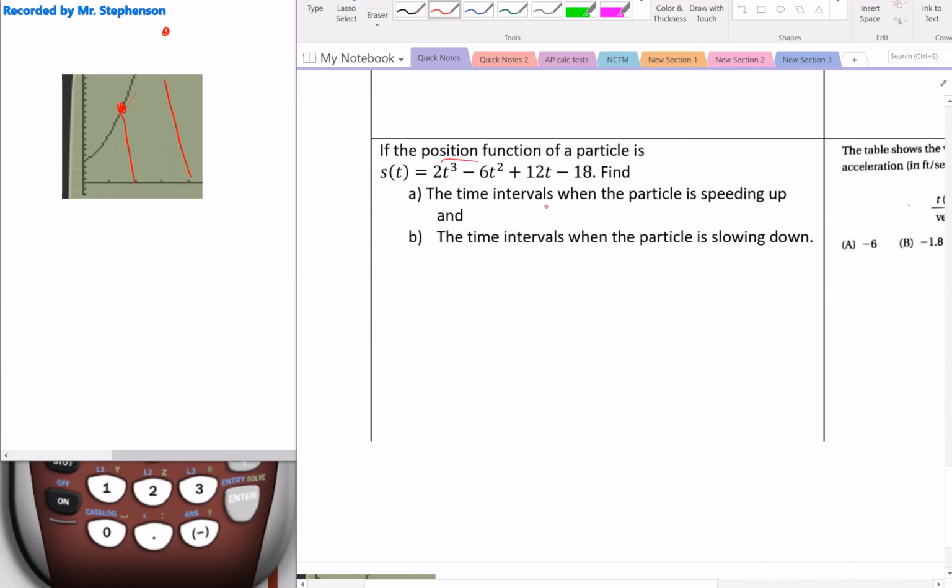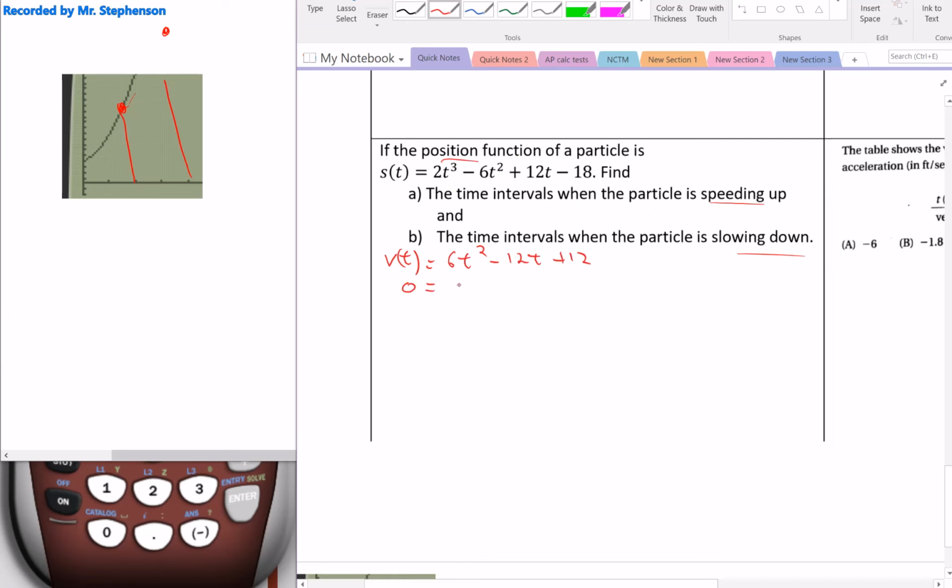I'm given the position function. I want to find the interval where the particle is speeding up and when it's slowing down. Let's go ahead and go through this one. Okay, so let's find the velocity first. The velocity is going to be 6t squared minus 12t plus 12.